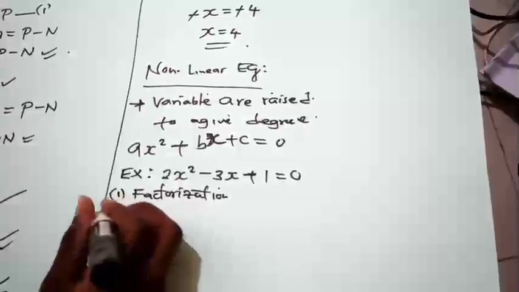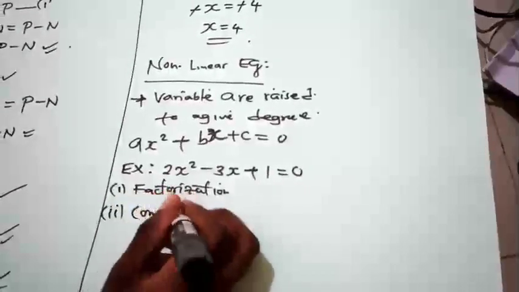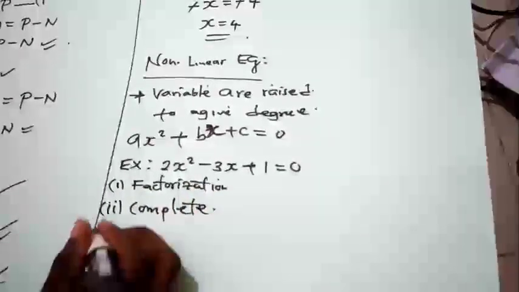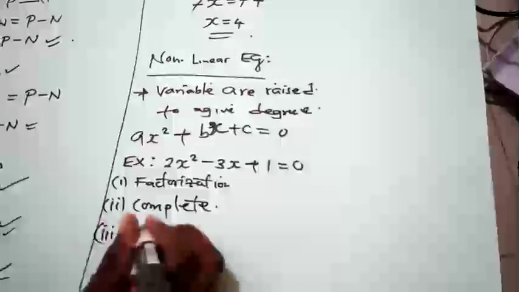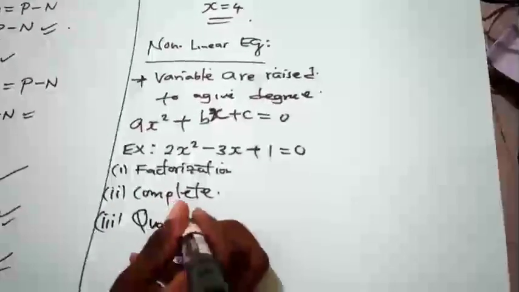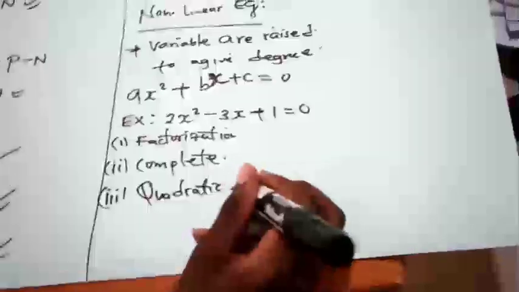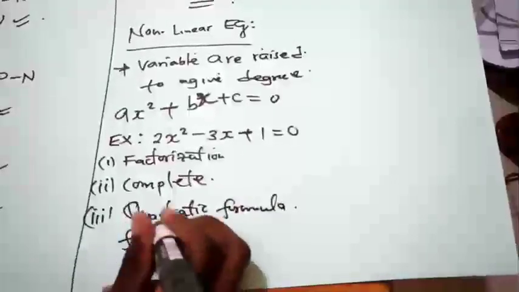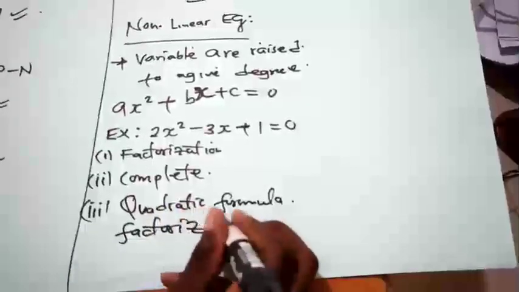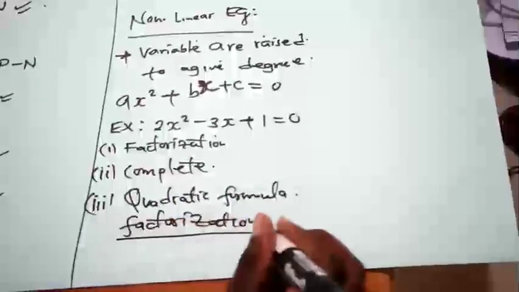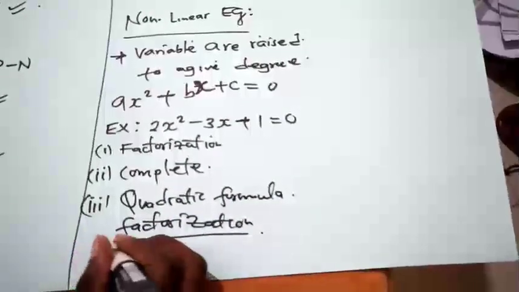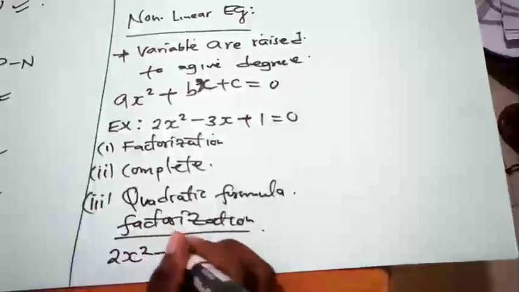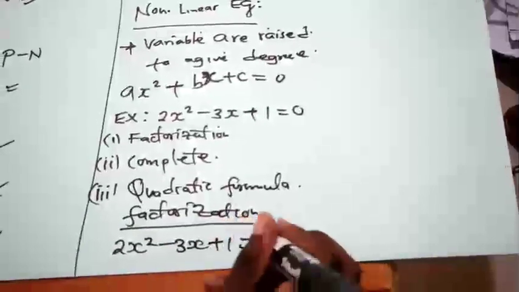Number 2, we can use the complete square method. Also, we can use the quadratic formula. So let us start with what we call factorization. We are talking about 2x squared minus 3x plus 1 equals 0.